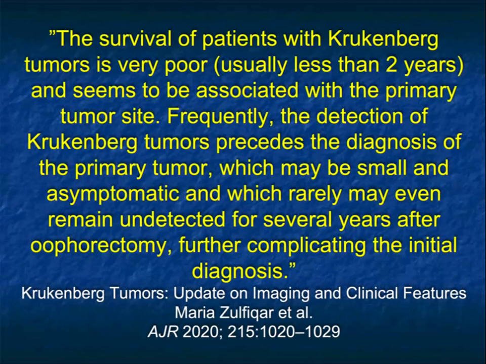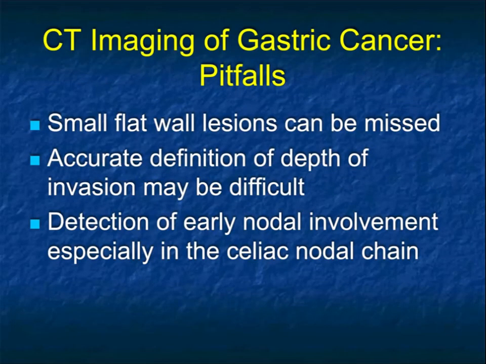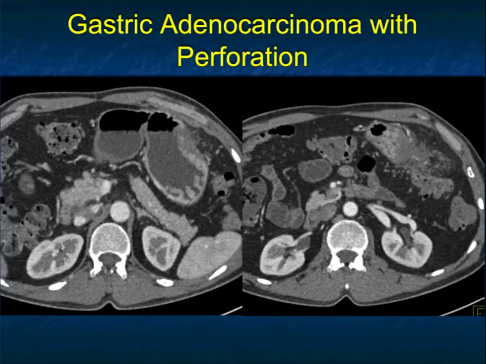And of course, patients with Krukenberg tumors have very poor survival because these patients typically will have mets not only to the ovary, which is a problem, but to the omentum and the mesentery and nodes, and very commonly the liver. If you ask me about pitfalls, I've mentioned some of those. The importance of detecting small lesions, which can be tricky, difficulty in determining depth of invasion, and also the problem with nodal size. Now, certain little pitfalls.